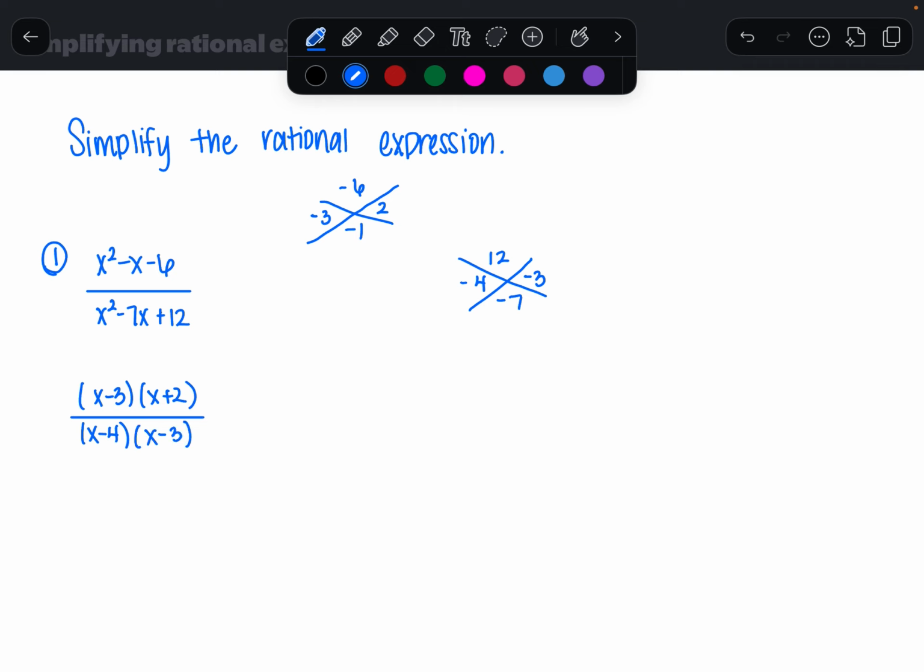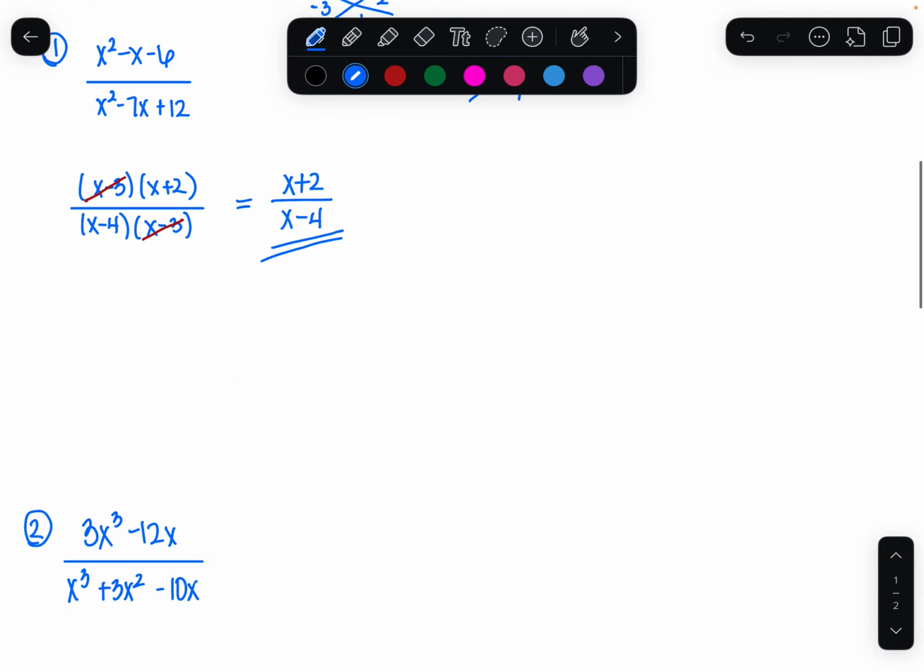You'll notice that we have the exact same factor, x minus 3, and they need to be exactly the same. Same sign in front of x and same sign in front of the number. So we can cross those out, and what we have left is x plus 2 over x minus 4, and that is your final answer.